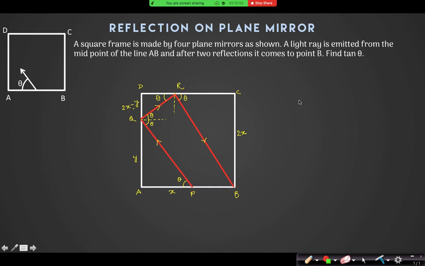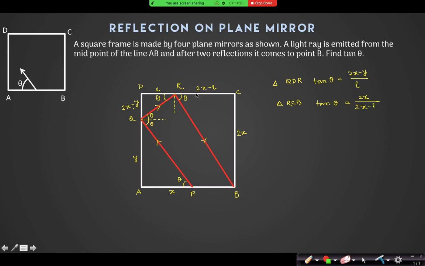So I can say if this length is L, this length will be 2x minus L. Right? So look, from this side, from this triangle QDR, tan theta is equal to 2x minus y divided by L, and from this triangle RCB I can say tan theta is equal to 2x by 2x minus L.